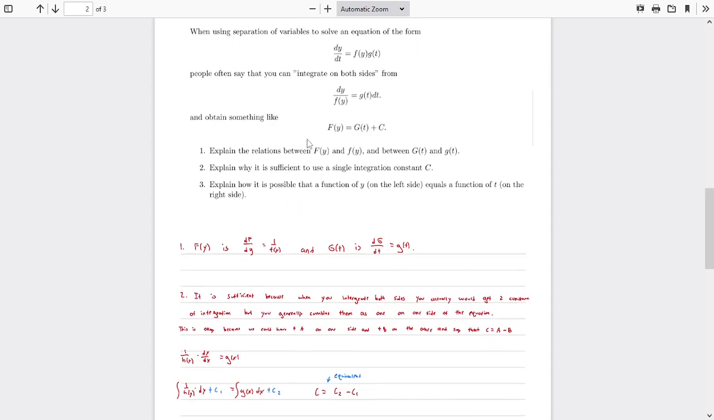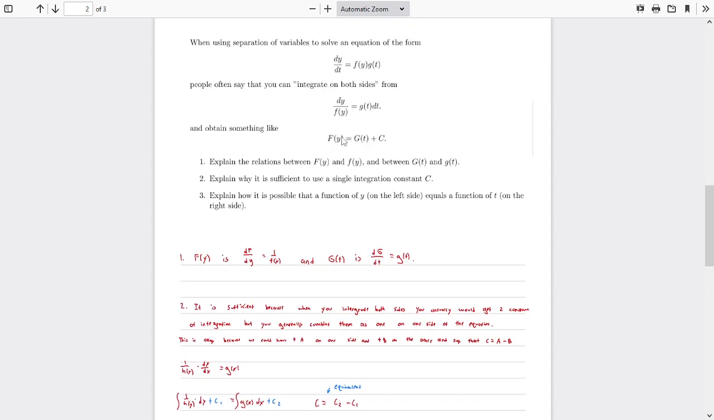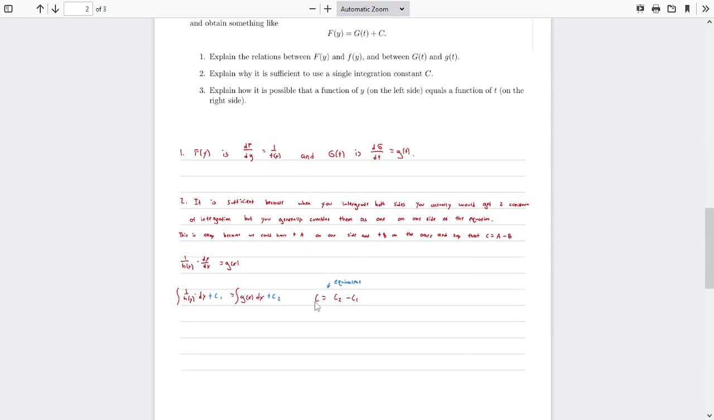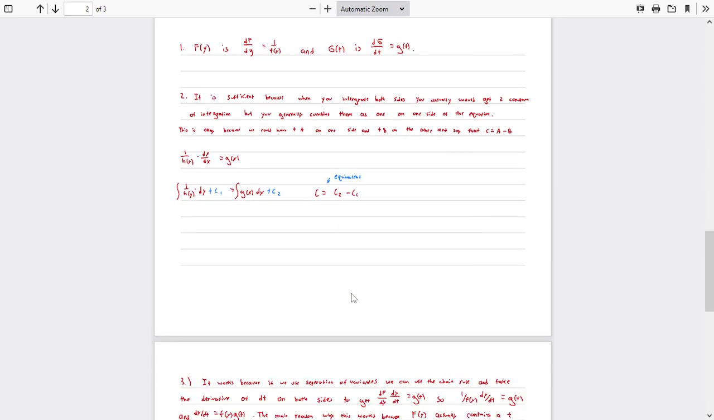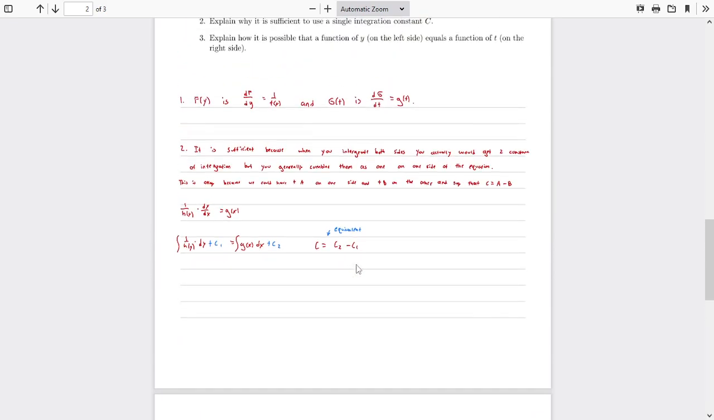Hence why when we do separation of variables, we're going to have something like this: big F of y equals big G of t plus c, because we can just say that c is just a shortcut of c2 minus c1. That's why we only have one single integration constant c.